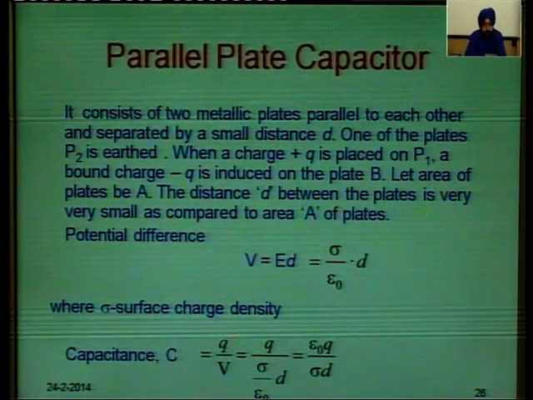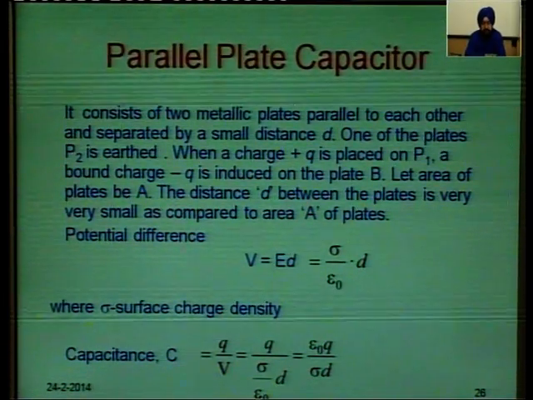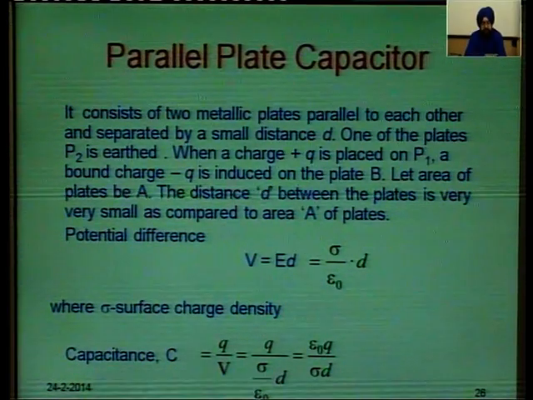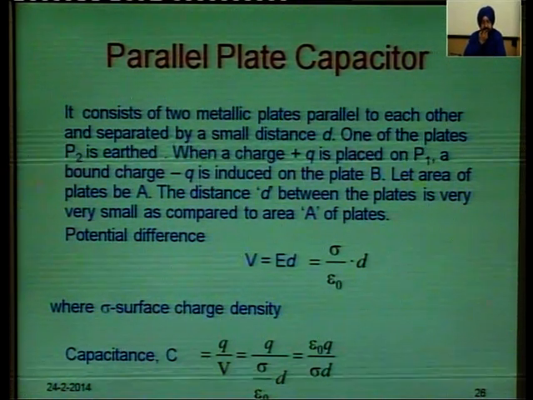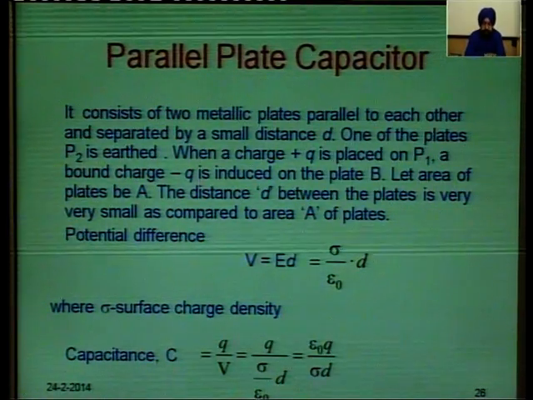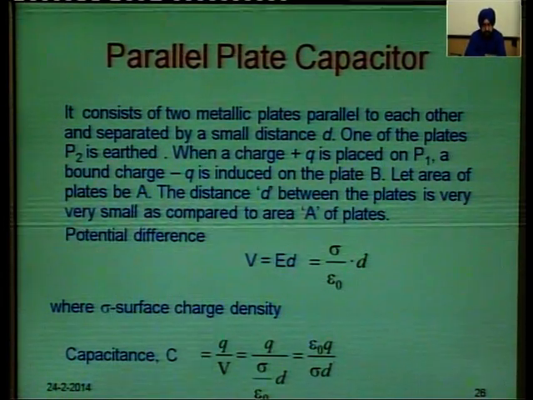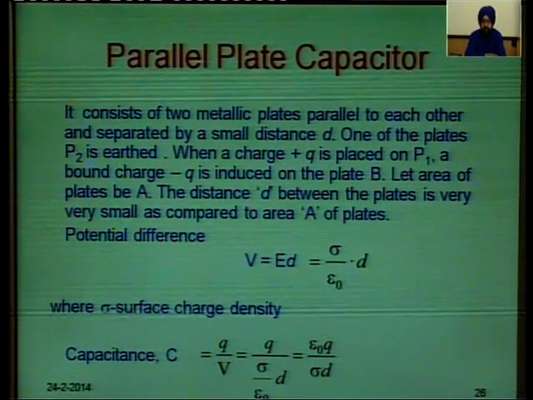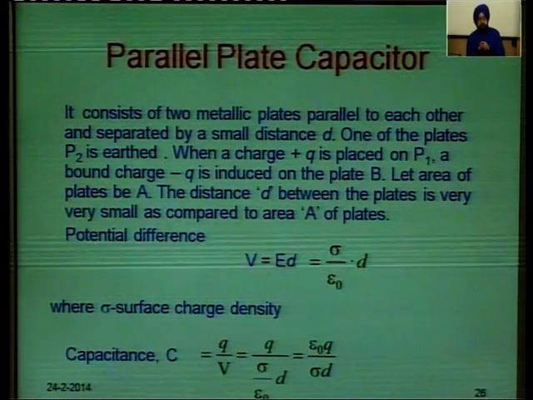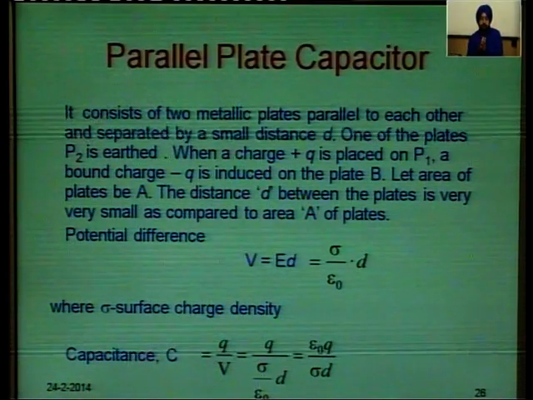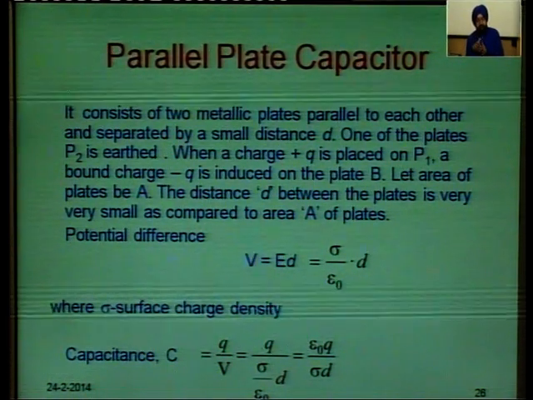Then what is a parallel plate capacitor? A parallel plate capacitor consists of two metallic plates parallel to each other, which are separated by a small distance d. The second plate, as we had learned in the principle of a capacitor, is earthed, means attached to the earth, so that the positive charge on the outer surface flows over to the earth. Again, as we studied in the principle of a parallel plate capacitor, when you supply a certain charge, say plus q on P1, it will induce a charge minus q, which is bound charge, on the inner surface of plate B, and the positive charge on the outer plate will move on to the earth.